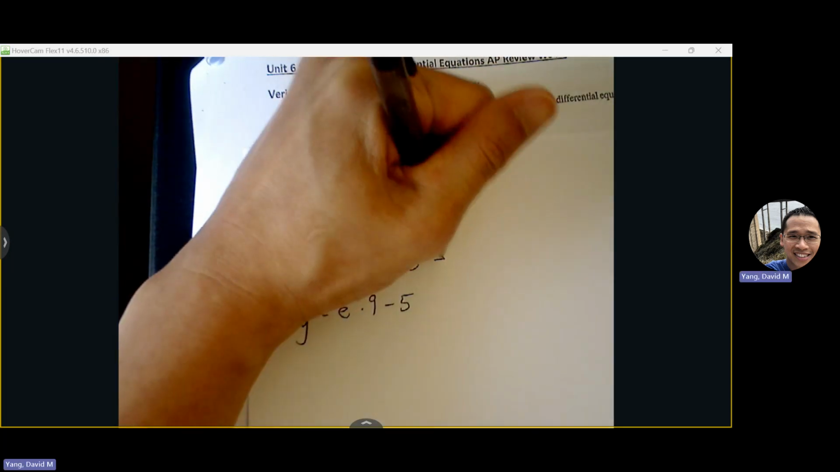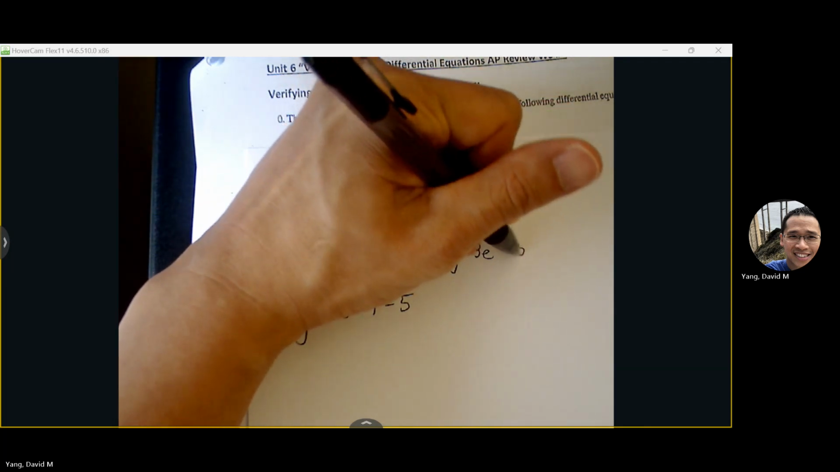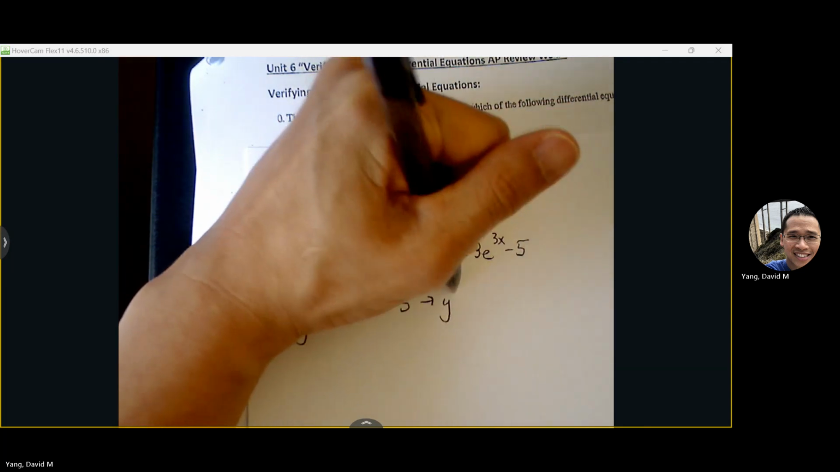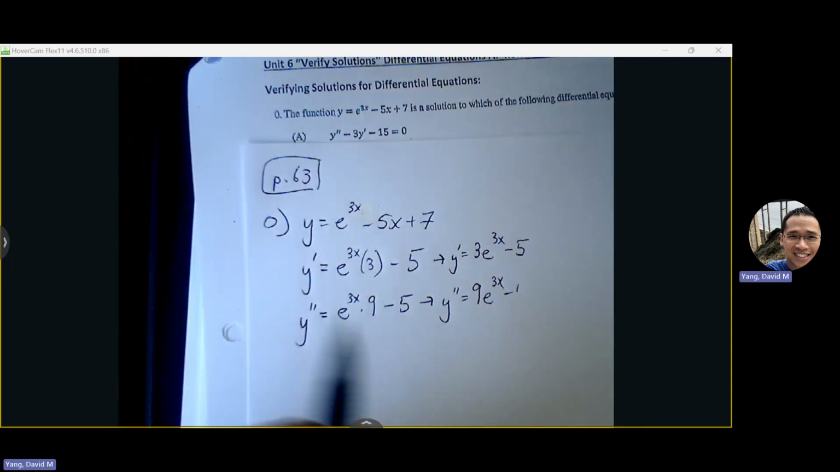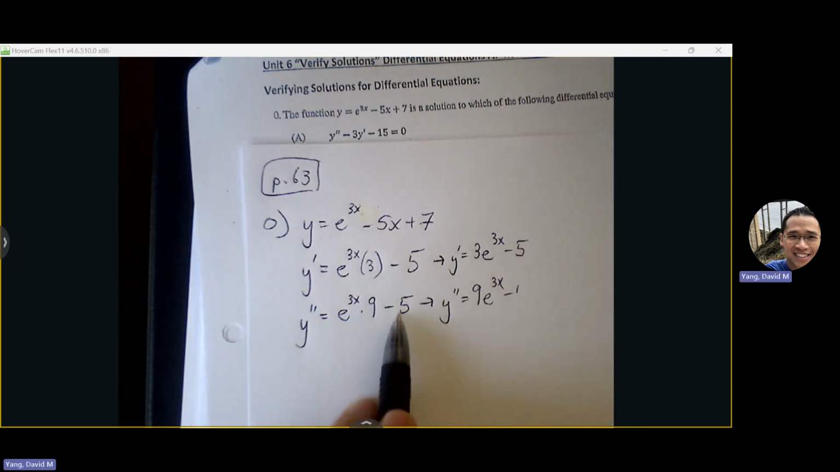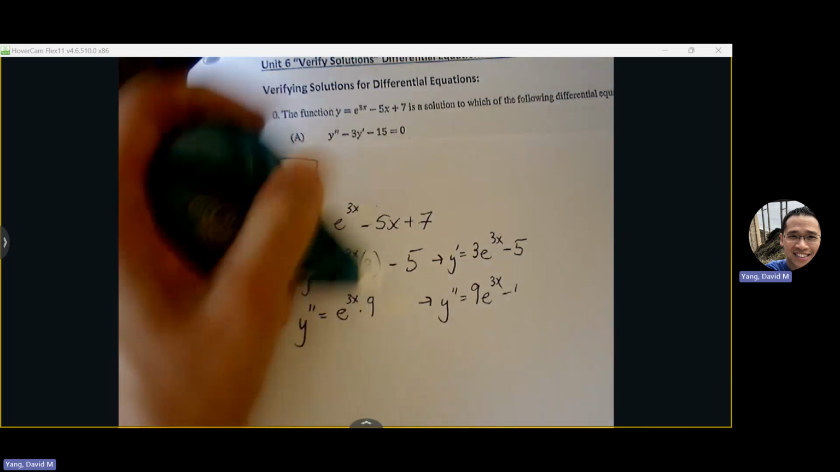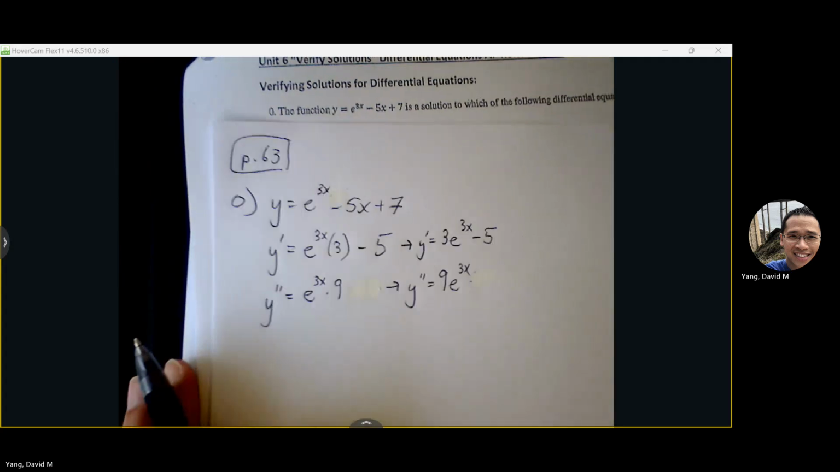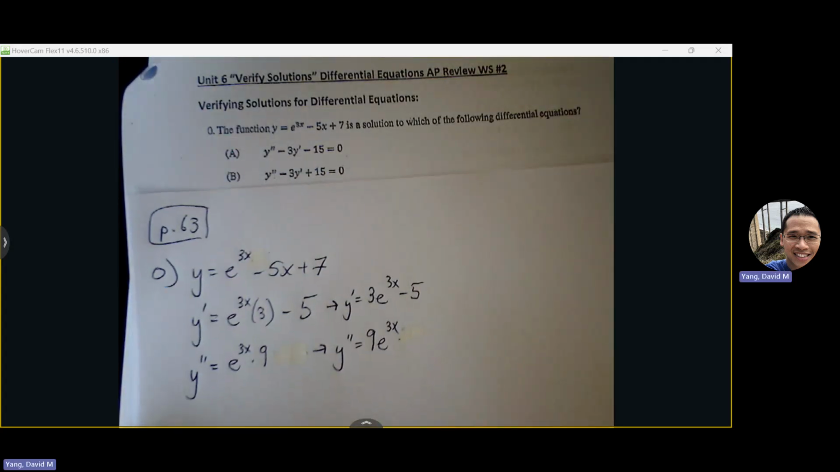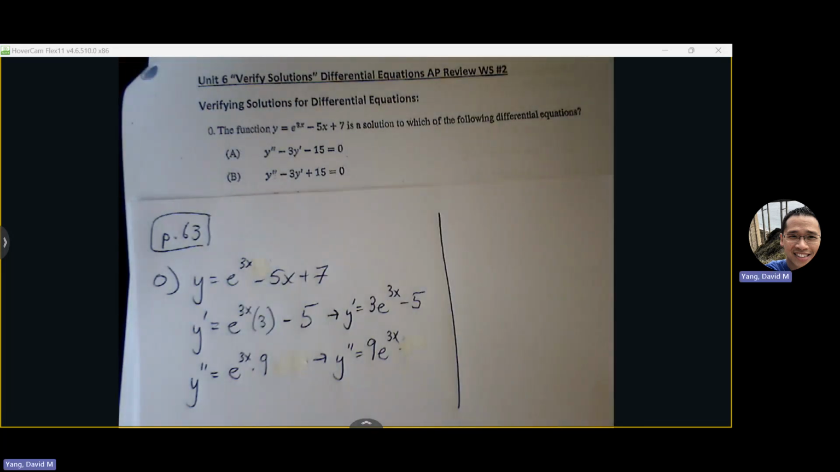Okay, so here's my cleaned up version. Oh, I'm sorry. Y double prime, that 5 goes away, right? So that 5 goes away. We're just left with 9e to the 3x. Okay, so now I'm just going to test each of them to see which one will remain a true statement.